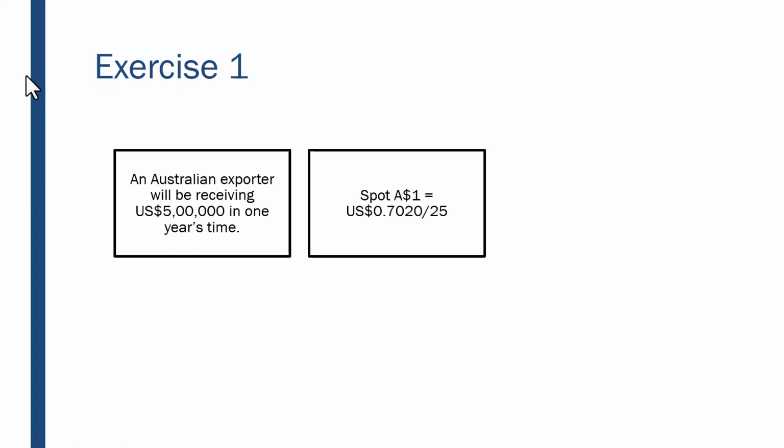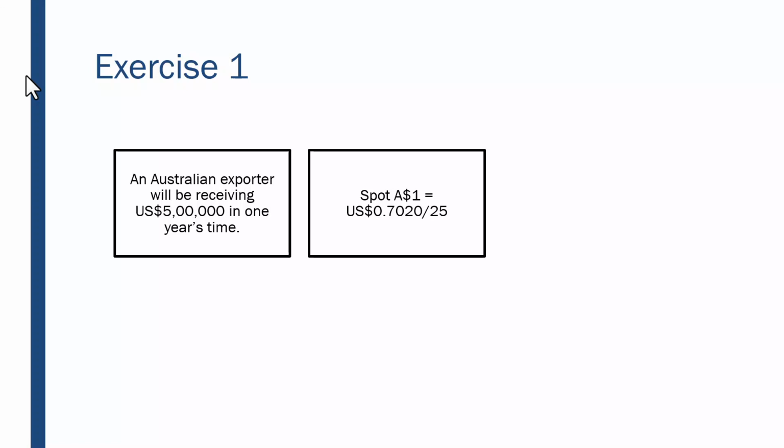Now, suppose you have to buy Australian dollars, what is the rate applicable to you? Suppose you want to buy Australian dollars. 25. Yeah, 25. So this is the ask rate and this is the bid rate. This is the bid rate, this is the ask rate. So if you want to buy something from the bank, they will give 0.7025. But if you want to sell Australian dollars, then the rate is 0.7020.